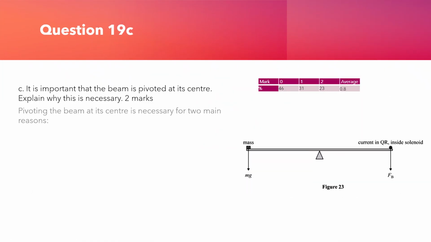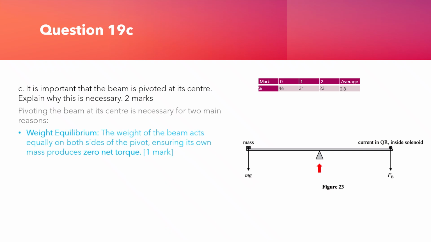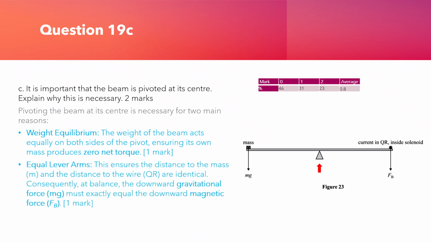Pivoting the beam at its center is necessary for two main reasons. Weight equilibrium, the weight of the beam acts equally on both sides of the pivot, ensuring its own mass produces zero net torque. Equal lever arms, this ensures the distance to the mass, m, and the distance to the wire, QR, are identical. Consequently, at balance, the downward gravitational force, mg, must exactly equal the downward magnetic force, Fb.